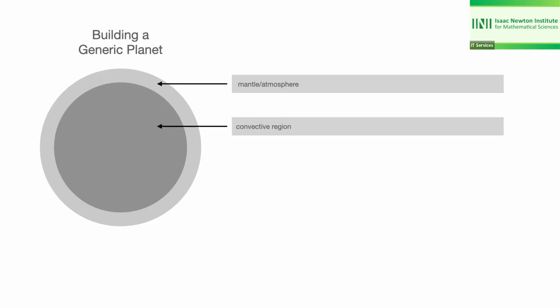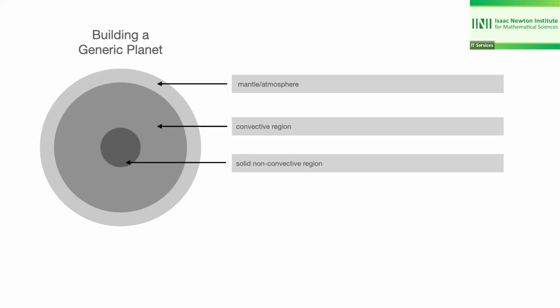We might add some complexity to that model by adding a solid non-convective region in the center. And we might add further complexity by adding a stably stratified region at the top of the convective region, or a stably stratified region at the bottom of the convective region. These are all complications which we can imagine adding to our simple sphere of conducting fluid, which Andy talked about yesterday.